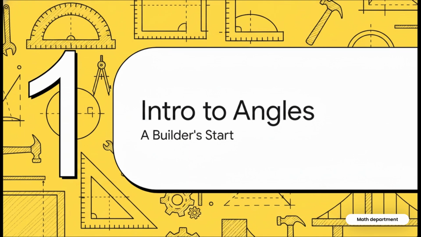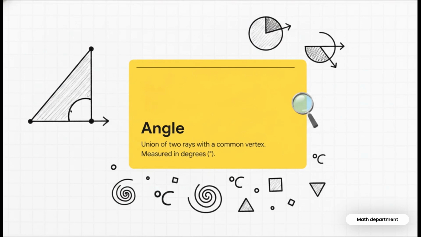Okay, let's dive right into Section 1, Introduction to Angles. Every great builder needs a starting point, and in geometry, that starting point is the angle. Imagine we're sketching on a fresh sheet of notebook paper right now. Basically, an angle is just the union of two rays starting from a single common point, which we call the vertex. We measure the space between these rays in degrees.